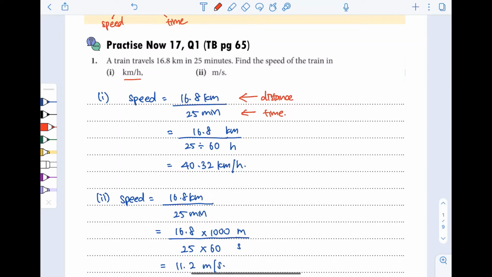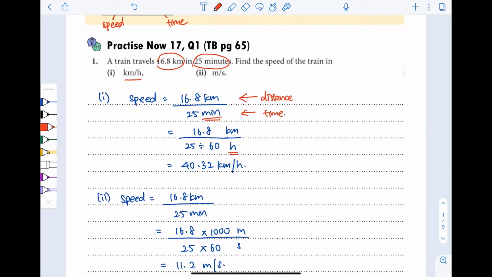So we take the necessary information that we have from the question itself. But we notice that our time itself is actually given in minutes. So what we have to do is to do a conversion into hours. Minute to hour conversion will be to divide by 60. So we divide by 60 for the value of 25 only, and that is in the denominator. So now we press our 16.8 over 25 divided by 60 in the calculator, and we will be able to get 40.32 kilometers per hour.